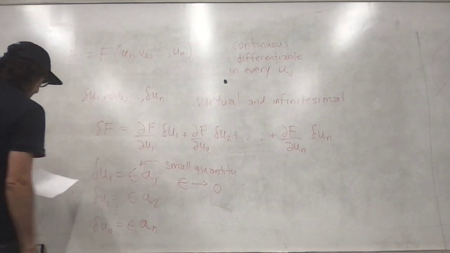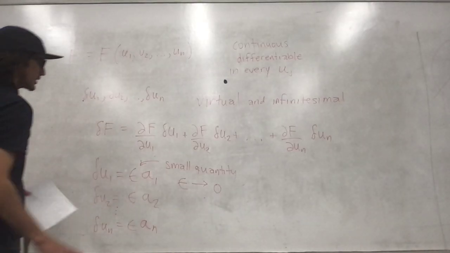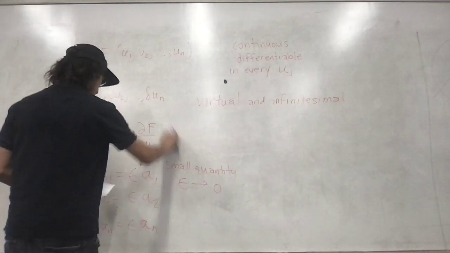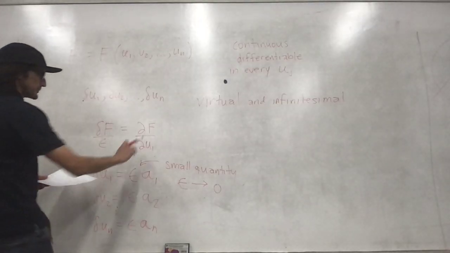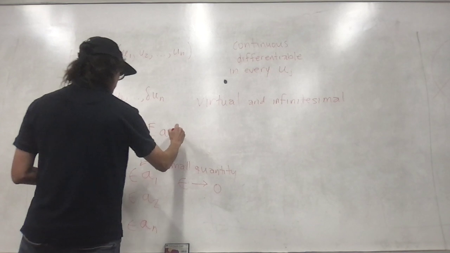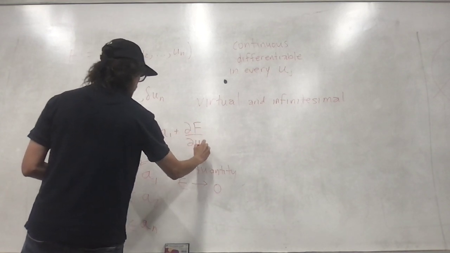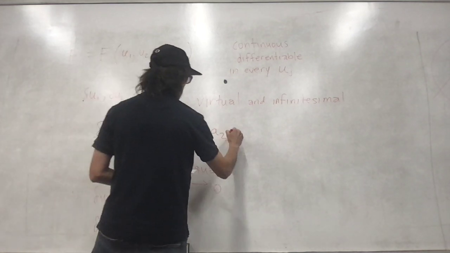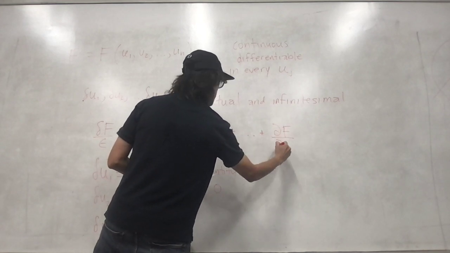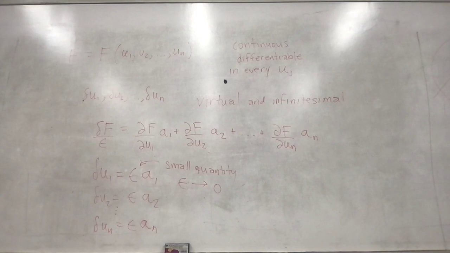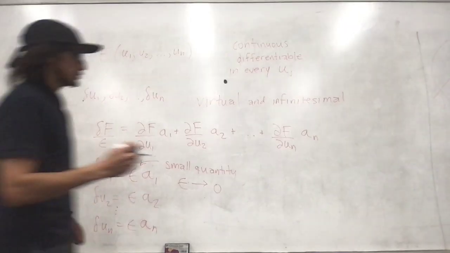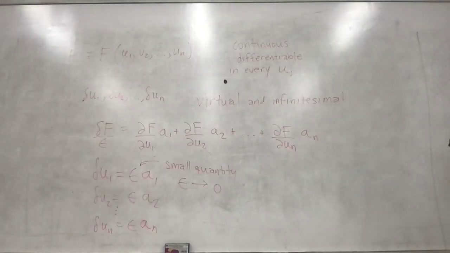So if we make that substitution in here, this equation will now look like this. I can put the epsilon on the other side. It's multiplying everything. It's a constant. And this will be a1, a2, and an. So if we want these to be equal to zero, which means what?